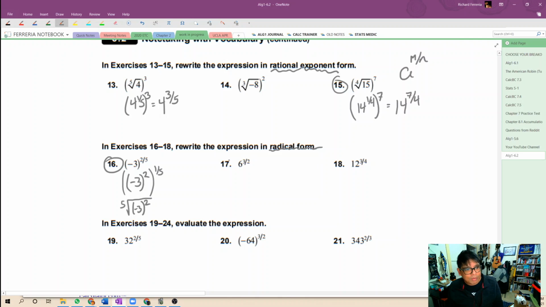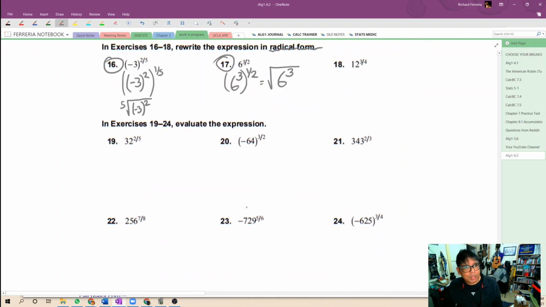Let's do number 17. I'll let you guys do 18 on your own. This one, 6 to the 3/2 power. So that is 6 cubed to the 1/2 power. So this is the same thing as the square root of 6 cubed.